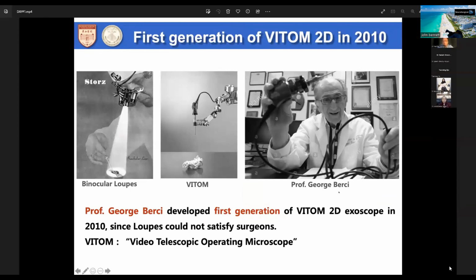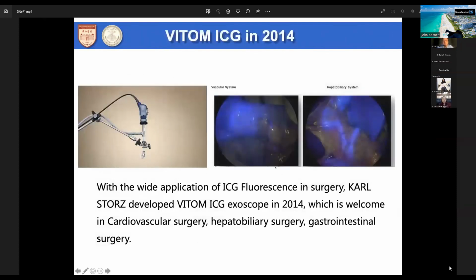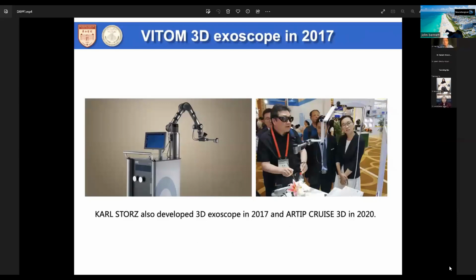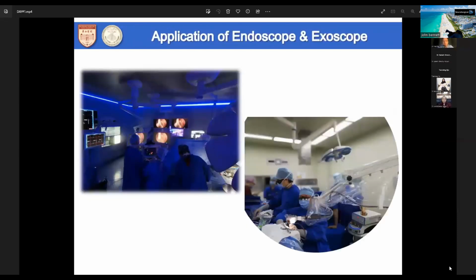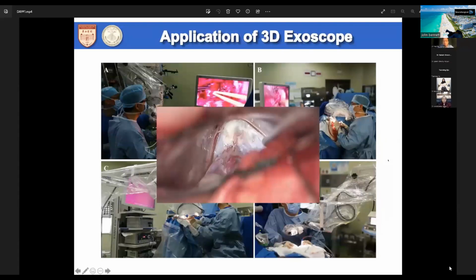First, Dr. Birch from LA generated this exoscope for the diagnostic purpose. And then the 3-dimension version was updated very quickly. In 2014, the ICG function was introduced. And right now we have the 3-dimension exoscope. This is how we use the endoscope and the 3D exoscope in our OR, and this is also what we do in our OR right now. The advantage is the image is very high quality, and the scope is kind of a combination of the microscope and the endoscope.